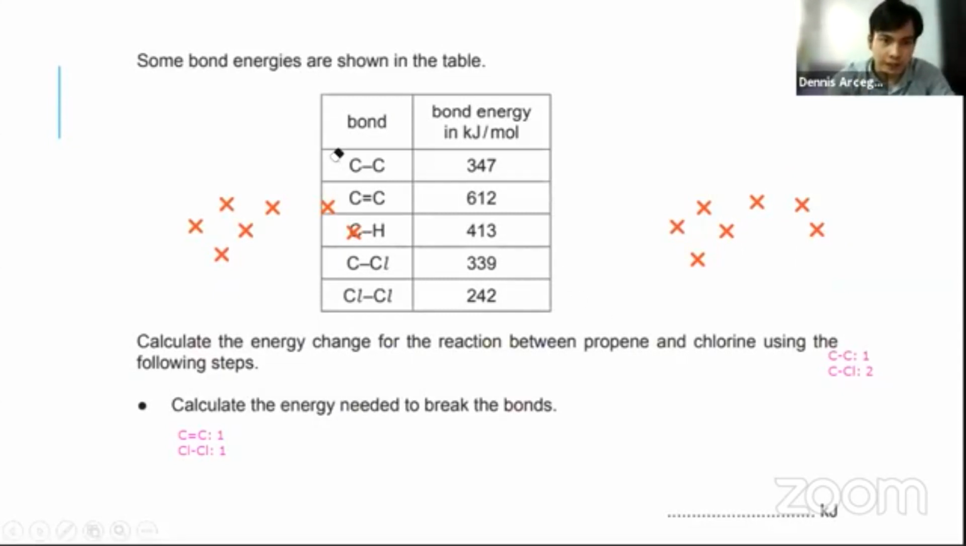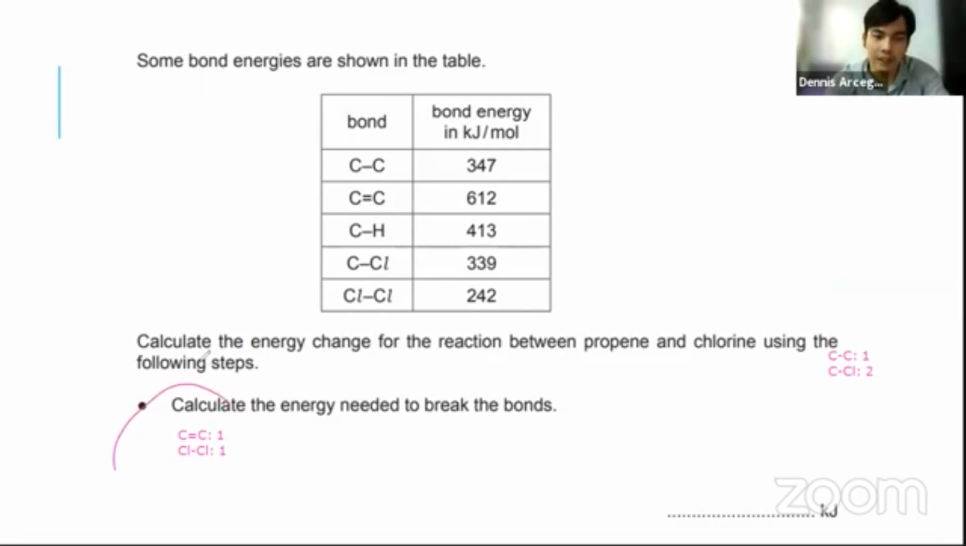So for the first one, calculate the energy needed to break bonds. Those are the bonds present in the reactant. There is one C double bond C and one Cl single bond Cl. You just have to multiply each by the energy in the table. So C double bond C, 1 times 612, which is 612. Then Cl bond Cl, times 242.